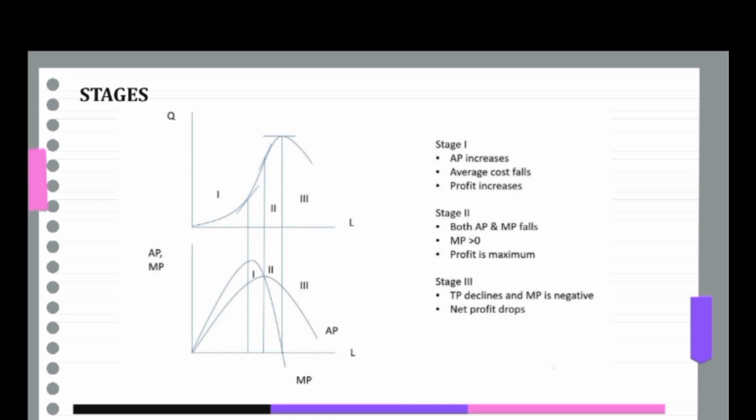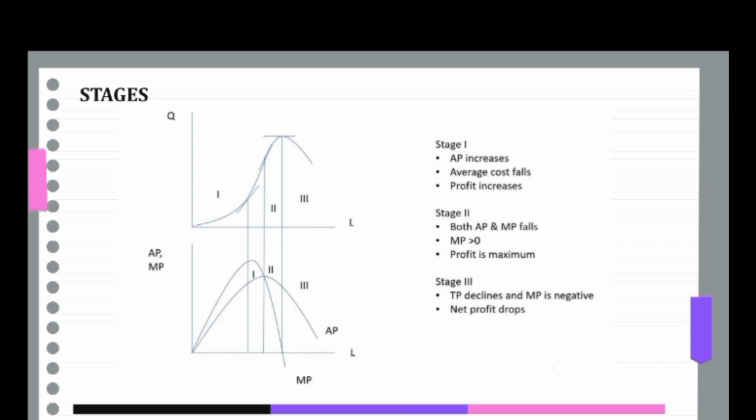As you can see from the graph, stage 1, stage 2, and stage 3. At stage 1, the average product increases, average cost falls, and the profit increases. And in the second stage, both average product and marginal product fall, the marginal product is greater than 0, and the profit is maximum. And stage 3 is where total product declines and MP is negative, net profit drops.